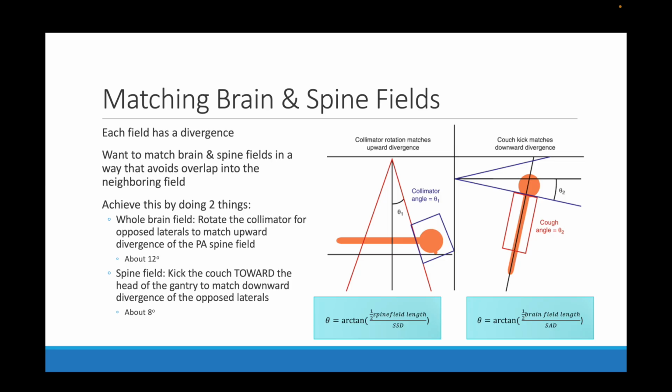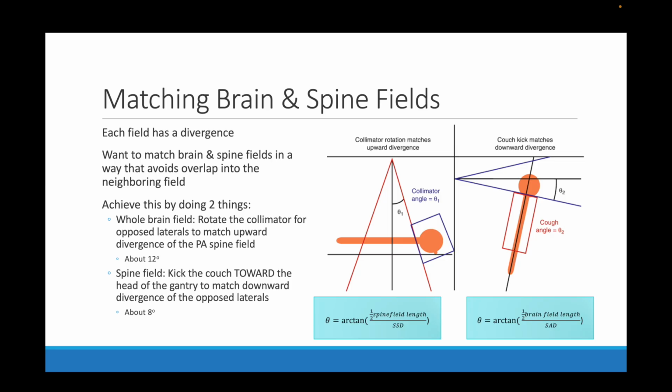So there is a formula for calculating the degree of this collimator rotation, and it's given in that box below, but generally the angle is about 12 degrees. That takes care of the issue of the spinal field going into our whole brain field, right? That's sort of one plane in which we're seeing the divergence.